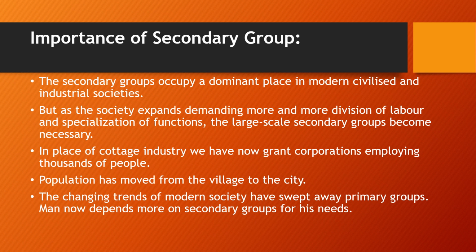Next, we'll understand the importance of secondary group. The secondary groups occupy a dominant place in modern civilized and industrial society. That means we find numbers of secondary groups in society currently because we are living in a modern civilized industrial society. As society expands, demanding more and more division of labor and specialization of functions, large-scale secondary groups become necessary. In place of cottage industry, we now have grand corporations employing thousands of people. Population has moved from the village to the city. The changing trends of modern society have swept away primary groups. Man now depends more on secondary groups for his needs.